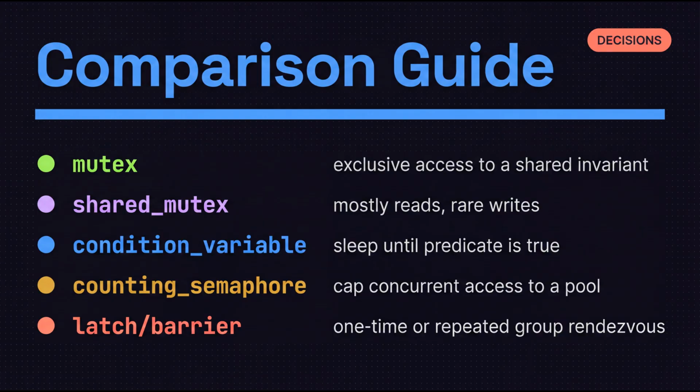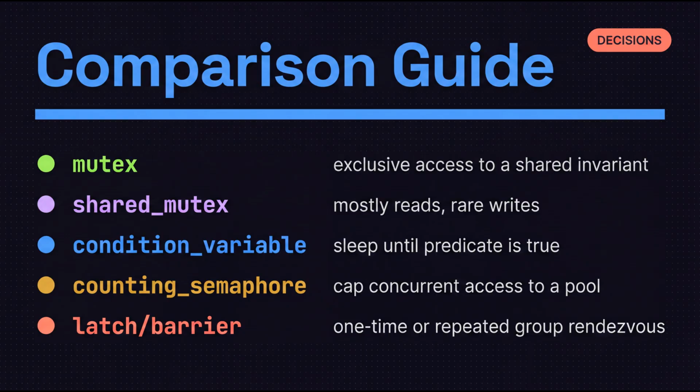A quick comparison of the 5 primitives. Mutex: exclusive access to a shared invariant, one thread at a time, the default starting point. Shared mutex: mostly reads, rare writes, multiple readers or one writer. Measure before using. Condition variable: sleep until a predicate becomes true, the standard tool for producer-consumer and event-driven coordination.